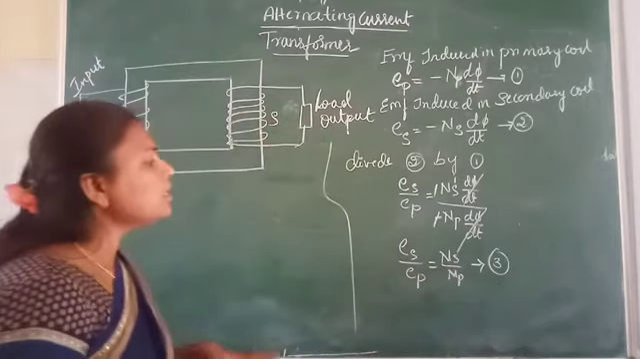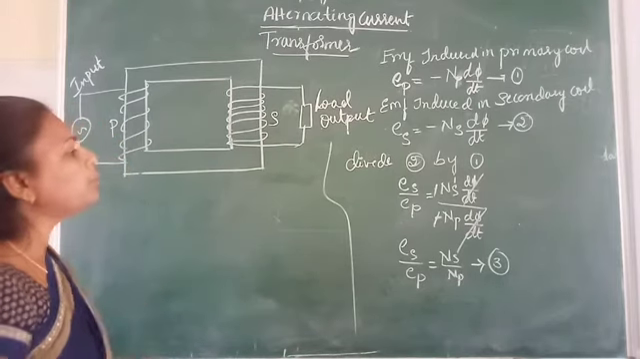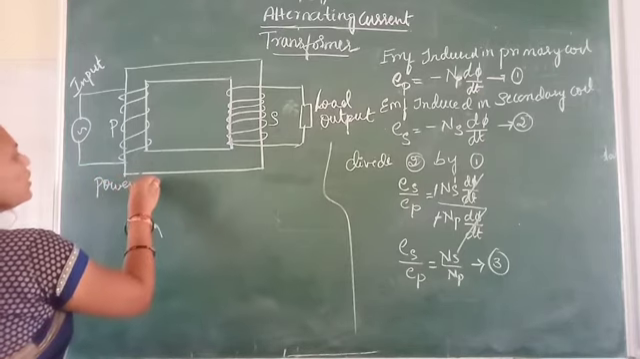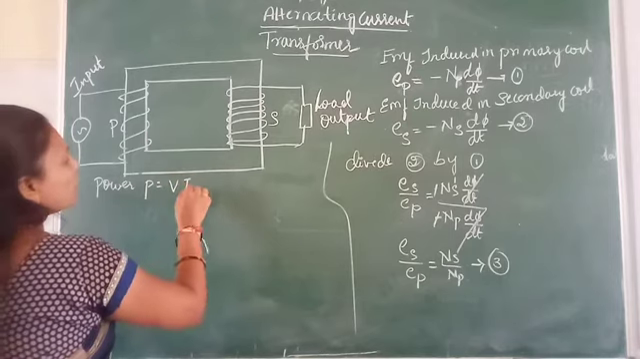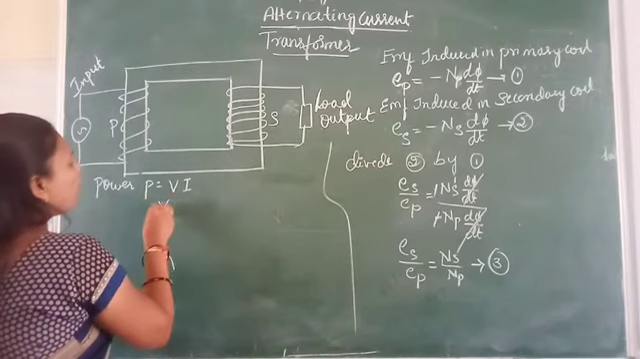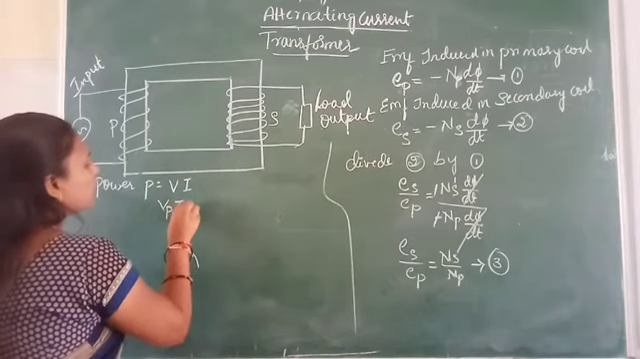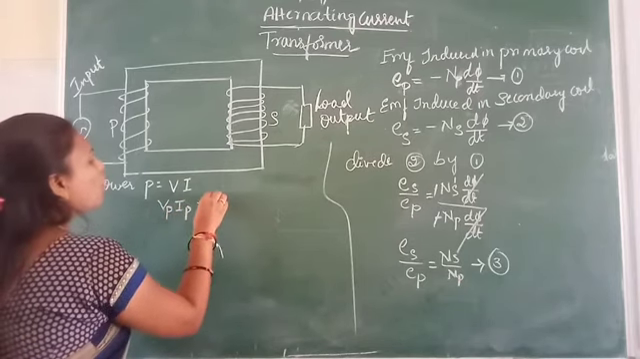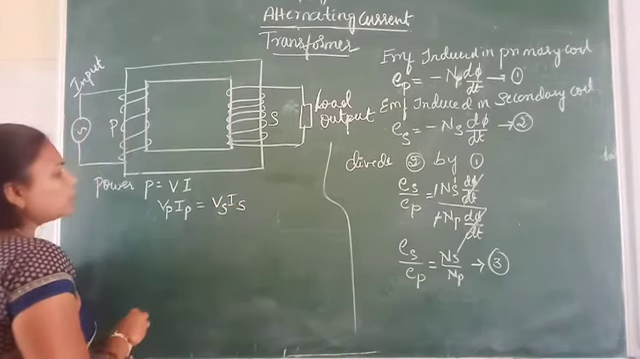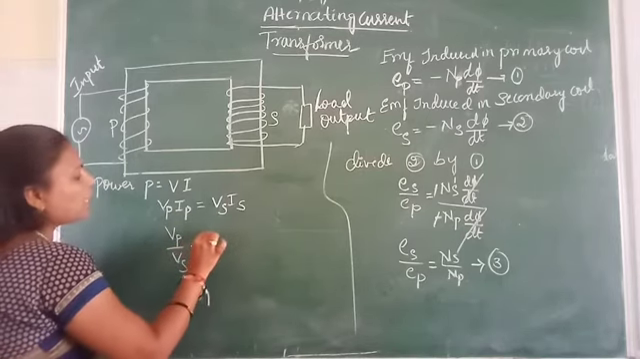Next we have to take the current and voltage, and then the power. We know that the power P is equal to the voltage and the current, V into I. So the power in the primary coil, the voltage in the primary coil times the current in the primary coil, is equal to the voltage in the secondary coil times the current in the secondary coil. According to that we get Vp by Vs is equal to Is by Ip.